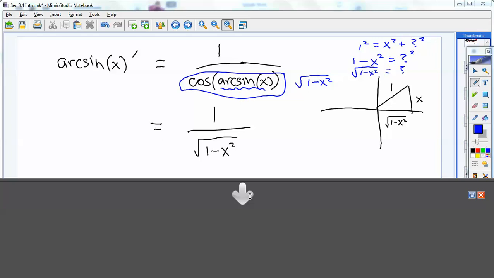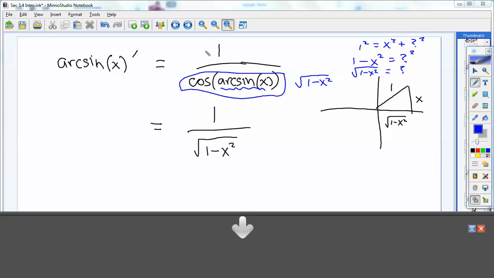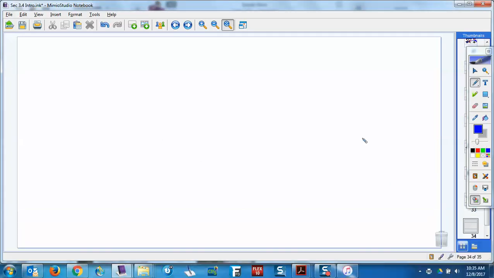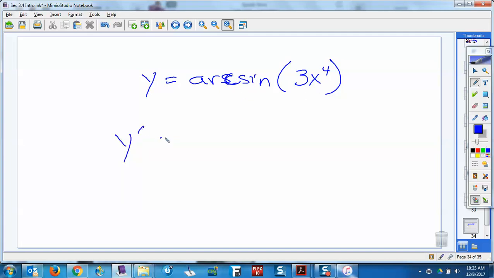Okay? So for the gateway test, what will the gateway test look like? The gateway test will simply be y equals arc sine of 3x to the 4th. Something like this. Okay? What's the derivative of arc sine 3x to the 4th? Go.